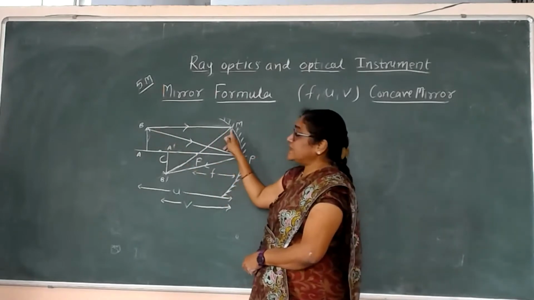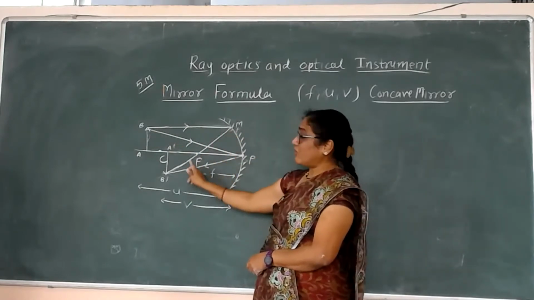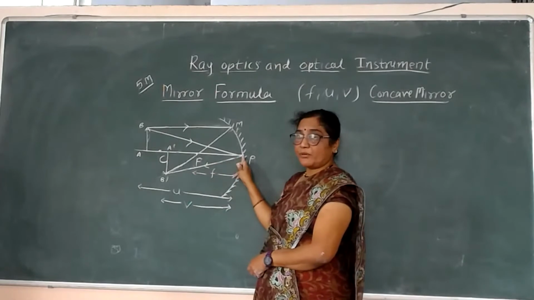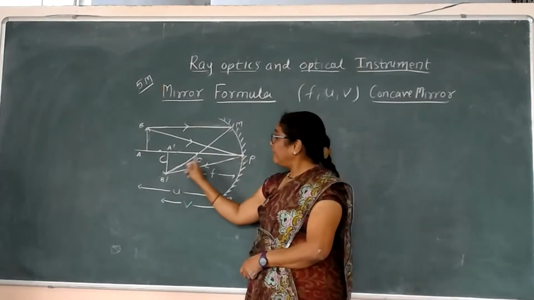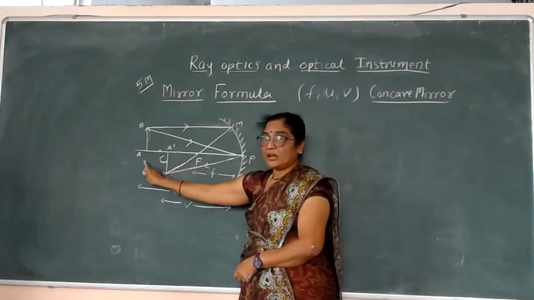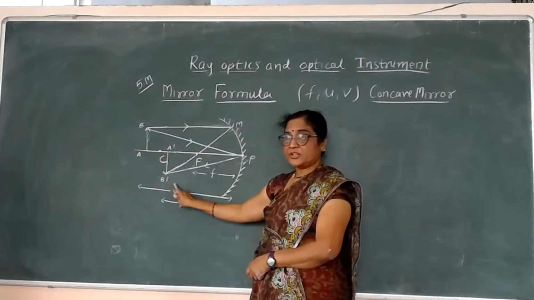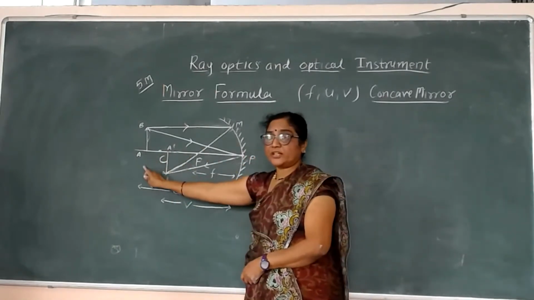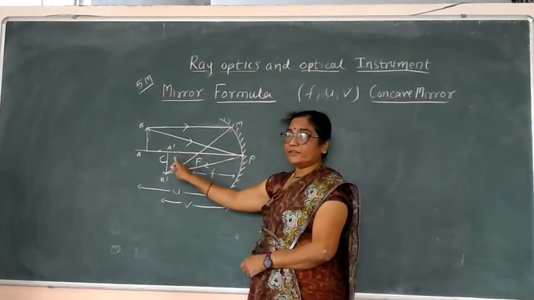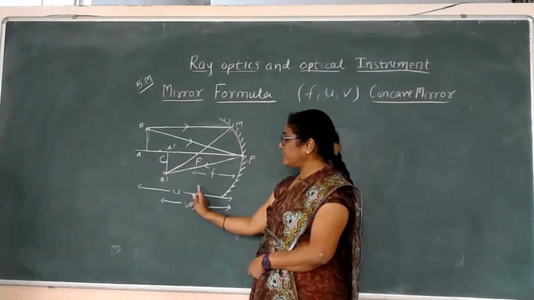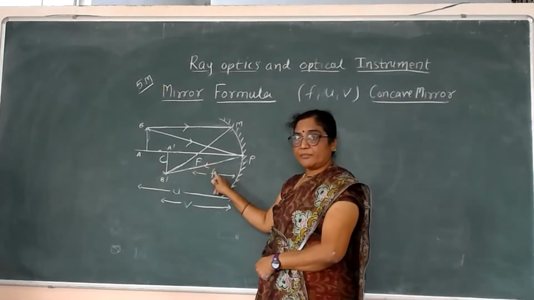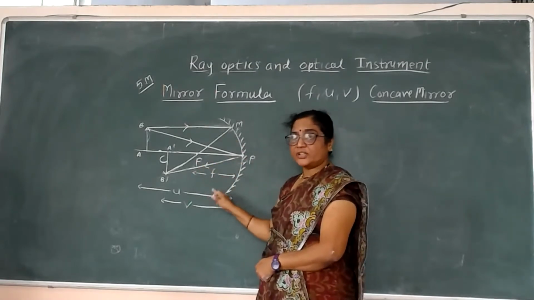Suppose the first ray of light is incident on the concave mirror, converges, and passes through the principal focus. The second ray of light passes through the pole and is reflected back, and when both the reflected rays meet, there is a formation of an image. So AB is the object and A dash B dash is the image. The distance between the pole and the object is known as the object distance U, the distance between the pole and the image is known as the image distance V, and the distance between the pole and the principal focus is known as the focal length F. In this way we derive the relation between them.